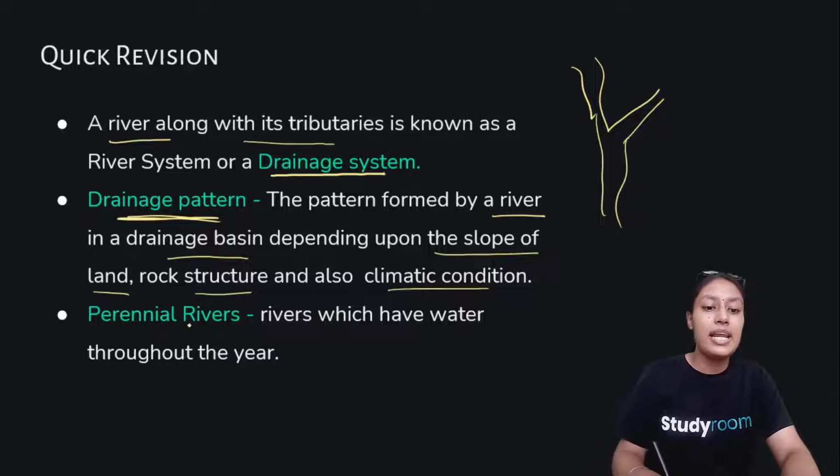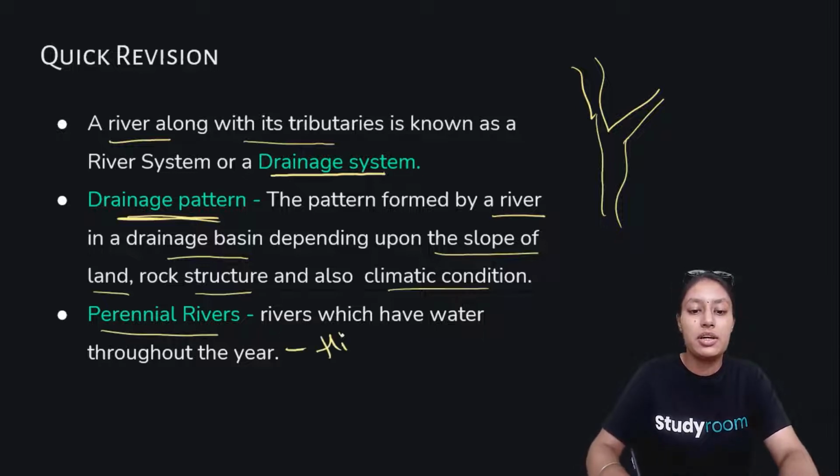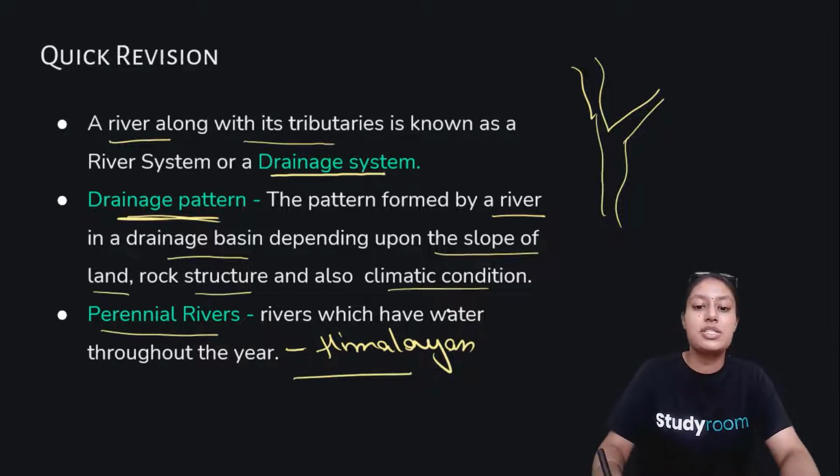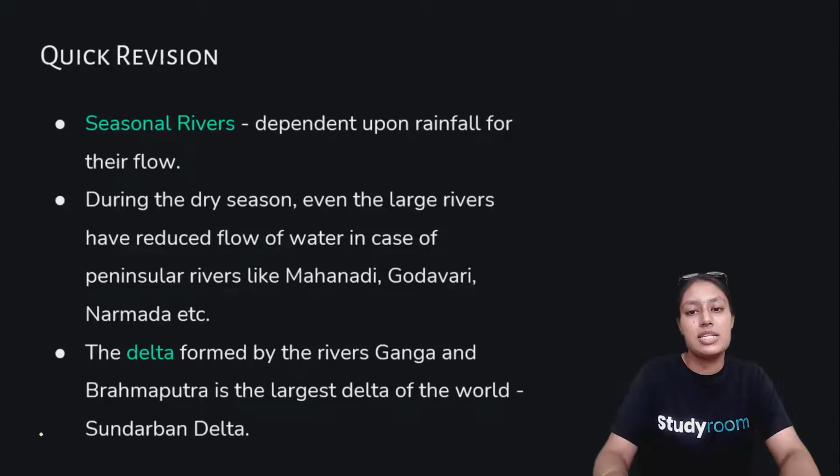Okay, next we study perennial rivers. Perennial rivers are basically Himalayan rivers. Himalayan rivers are perennial rivers because they have water throughout the year. So they majorly never have scarcity of water.